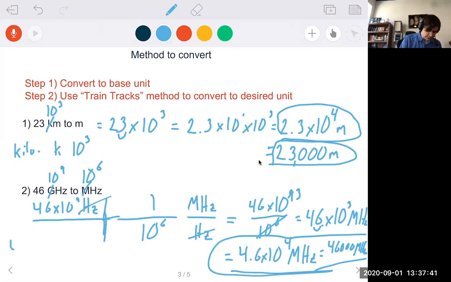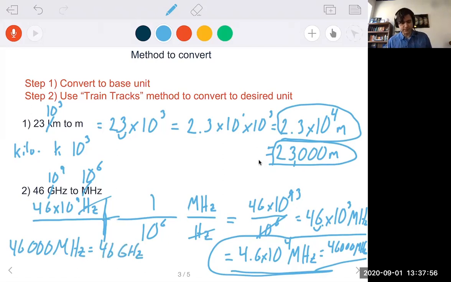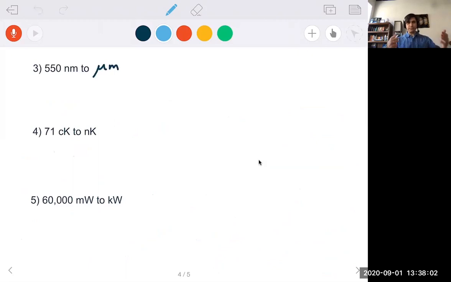So I can just do 46,000 megahertz. And I know that equals 46 gigahertz. Probably should have used a different color for that. I apologize. Hopefully you were following along to what I was doing. If not, make sure your audio is on, which it doesn't do any good to tell that to you. All right, so let's continue going on with this.